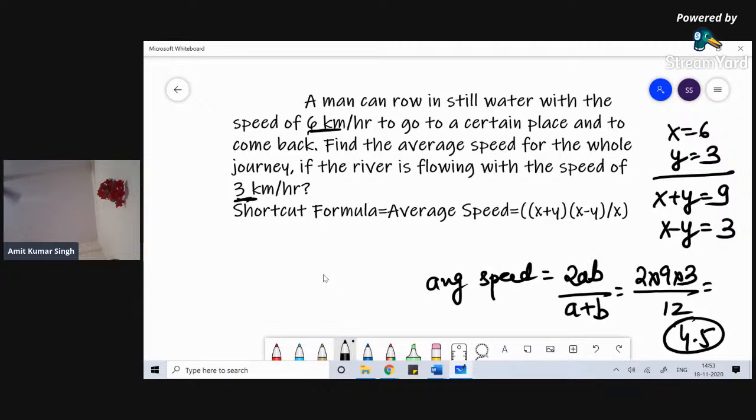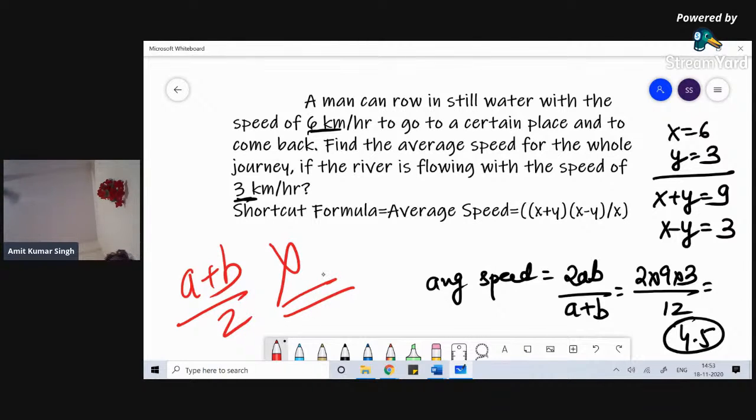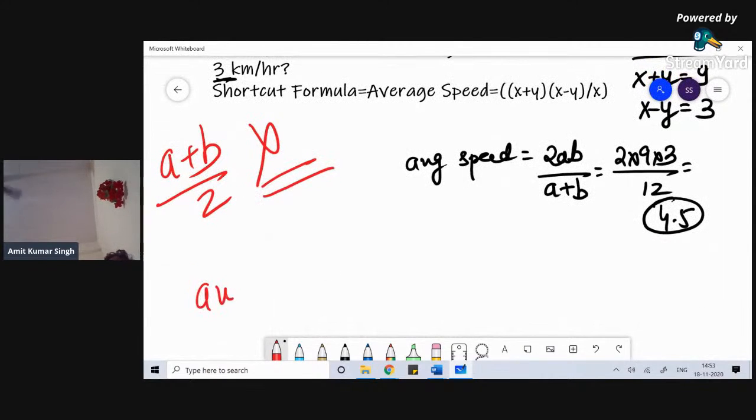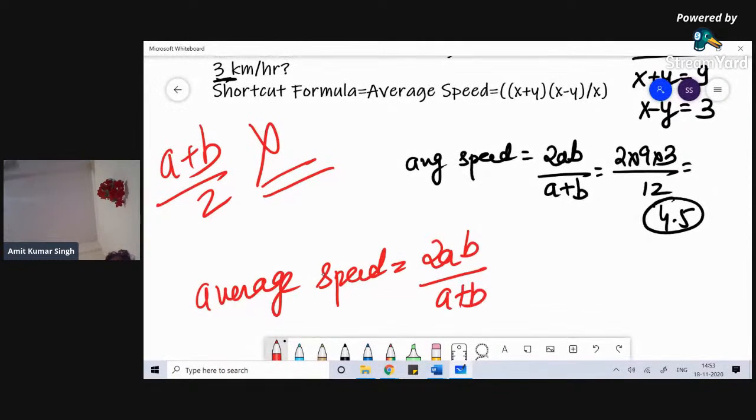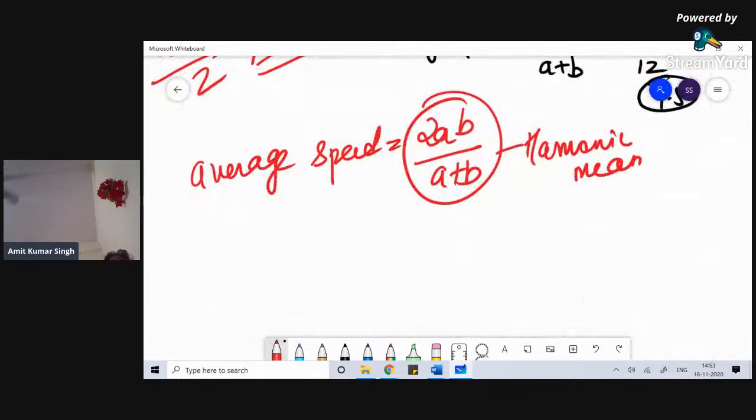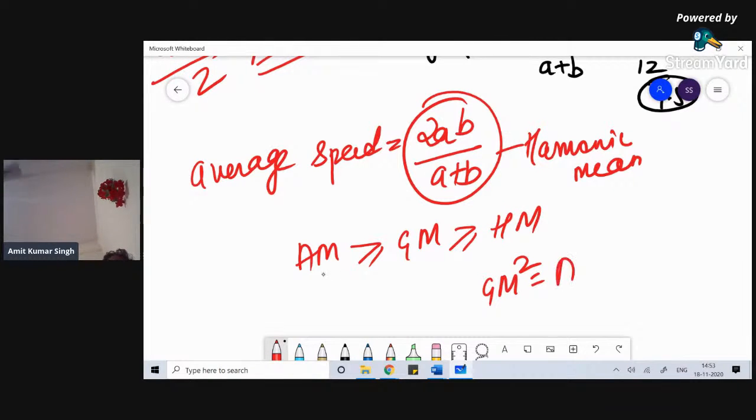Always remember, whenever we talk about speed, average speed does not follow arithmetic progression. Whenever you see the term average speed, if two speeds are given, A and B, the average speed is not A plus B by 2, it is 2AB by A plus B. It follows harmonic mean. Everyone understand, no? Arithmetic mean, geometric mean, harmonic mean. AM is greater than or equal to GM is greater than or equal to HM, where the square of geometric mean is equal to arithmetic mean into harmonic mean.